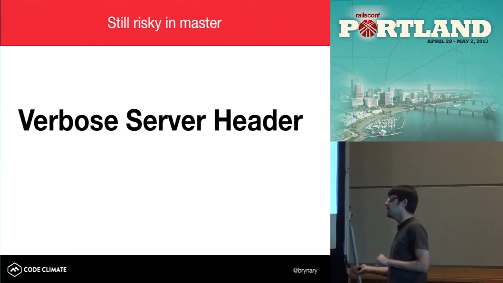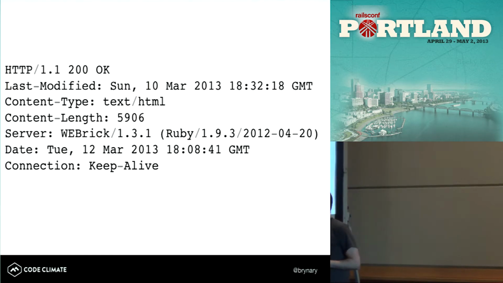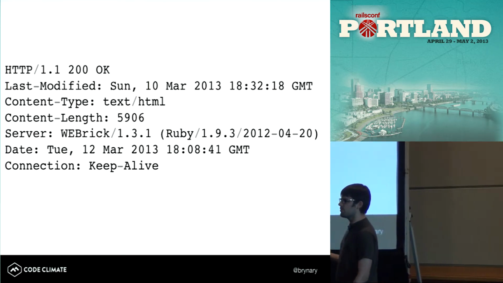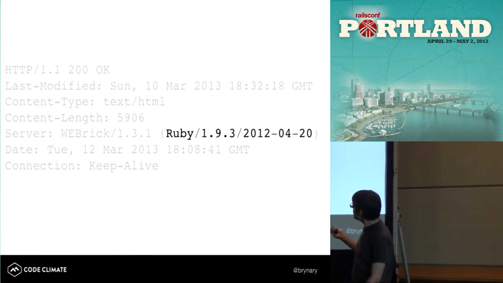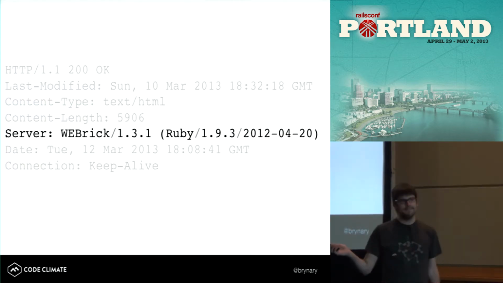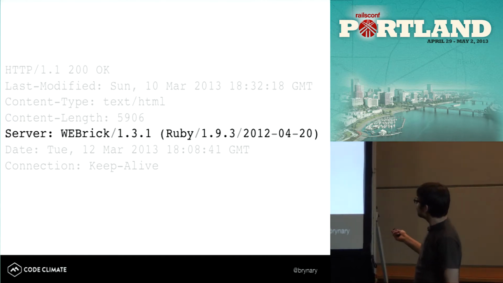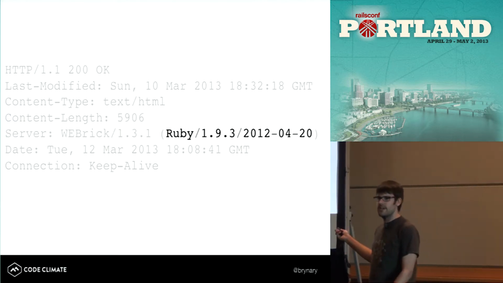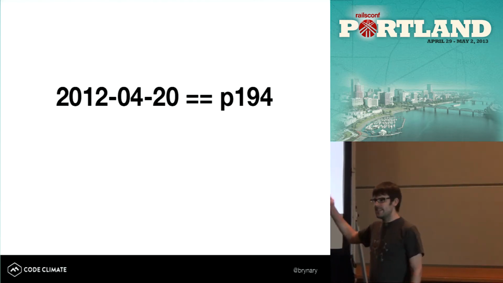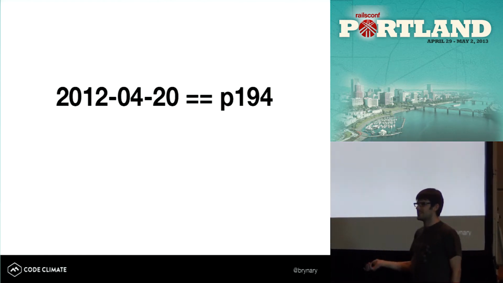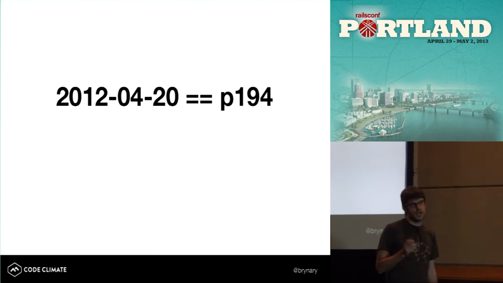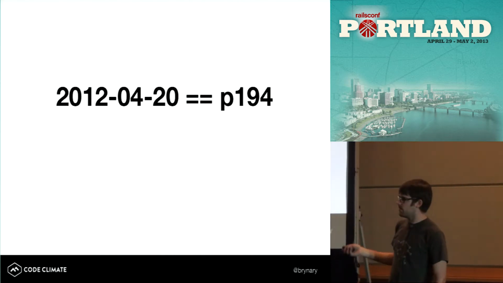Verbose server header. So HTTP responses include a server header that usually refers to the software that was used to generate the response of the request. In this case, it's WEBrick 1.3.1. And it also includes some information about the Ruby version. So you see it's Ruby 1.9.3. There's also a date. That date corresponds to the release of patch level 194. So from that server header, you know exactly which Ruby version, and patch level is running on that server.